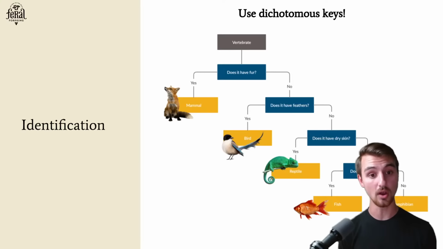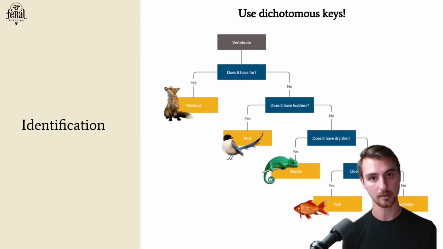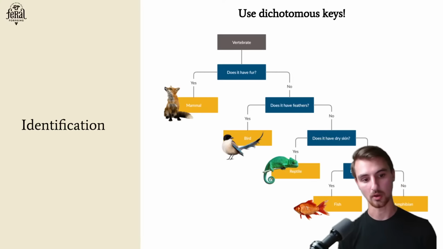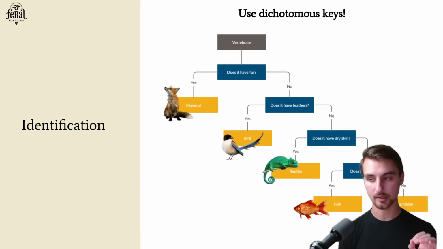But if the answer is no, then we have another question. Does it have feathers? And if it's yes, then we have a bird. If not, then we move on, and so on and so on. So we might figure out that it's a fish or that it's an amphibian right here. And these keys exist for plants and mushrooms as well.